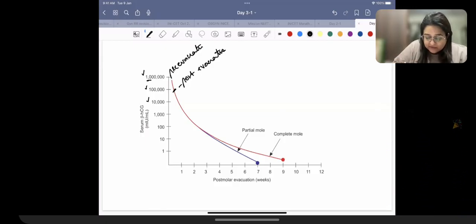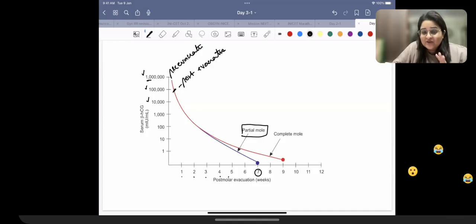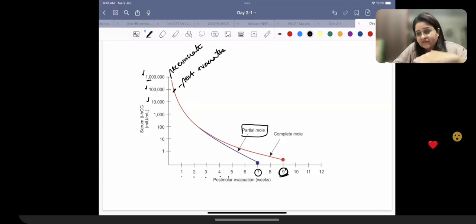उसके बाद क्या होता है? उसके बाद you will do weekly beta HCGs, 1 week, 2, 3 weeks, 4 weeks. So normally a partial mole will come down to 0 by 7 weeks. And a complete mole will come back to normal by 9 weeks roughly. This is around about what you can expect: 7 weeks for a partial mole, which will come down quickly because the beta HCG is not so high to begin with. Complete mole takes about 9 weeks to come back to normal after evacuation.